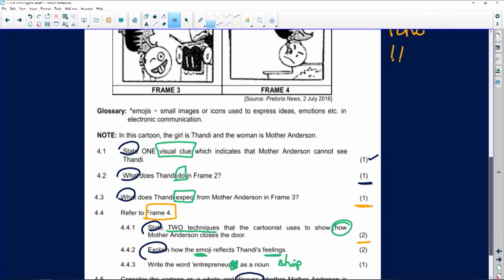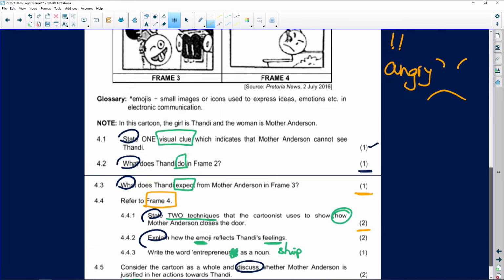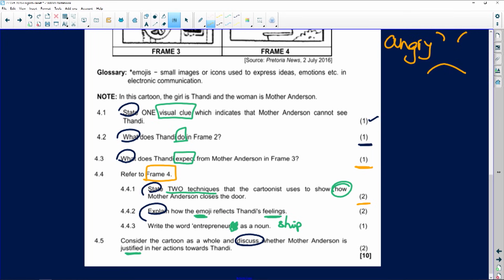How does the emoji reflect her feelings? So you need to say that the emoji looks disappointed or angry. How do we know? I would say angry because the eyebrows are drawn in and the mouth is turned down. Remember, you cannot just say because of the facial expression. You have to describe that facial expression. And this is as true for home language as it is for FAL.